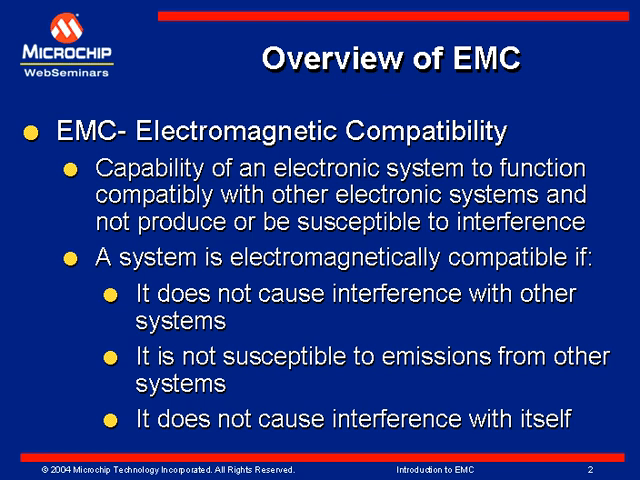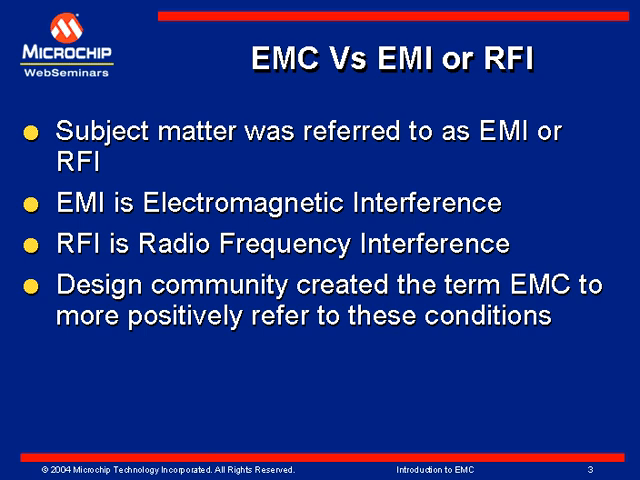When we talk about EMC, you will hear lots of acronyms, and people interchangeably use many of them. One of them is EMI or RFI. Many times in the past, the subject matter was referred to as EMI or RFI. EMI is electromagnetic interference, while RFI stands for radio frequency interference. RFI is like a subset of EMI. Then the design community created the term EMC to more positively refer to these conditions.